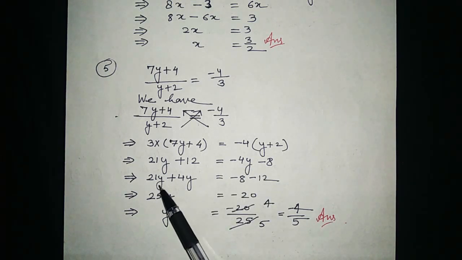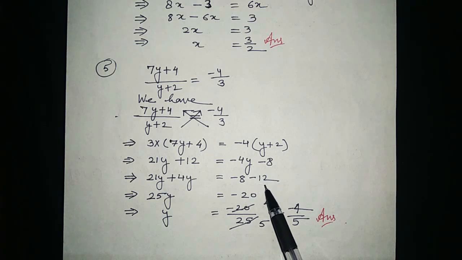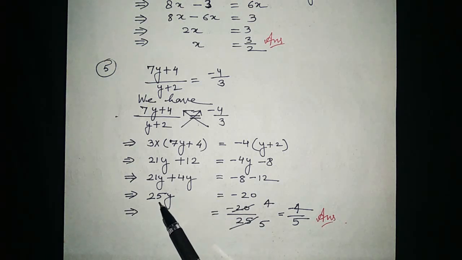In the next step, 21y plus 4y we will get 25y, and on the right hand side when we add minus 8 and minus 12 we get minus 20. Now here we can see 25 is in multiplication with this y. Now we will transpose this 25 to right hand side. As it is in multiplication, when we transpose it to right hand side, it will come in division. Now minus 20 divided by 25.